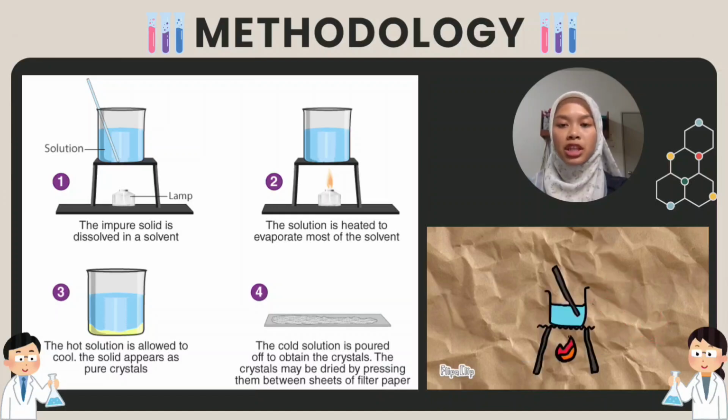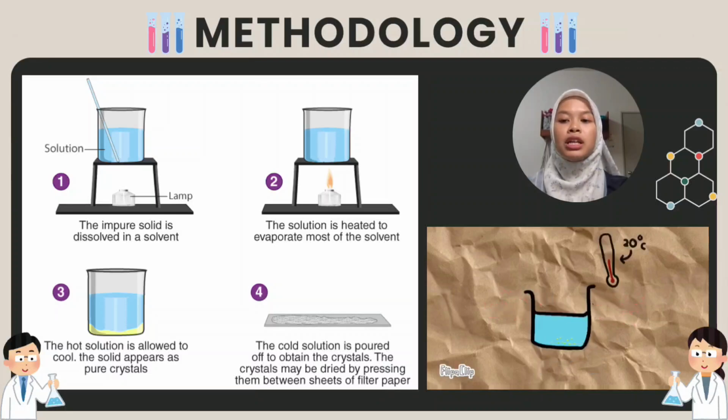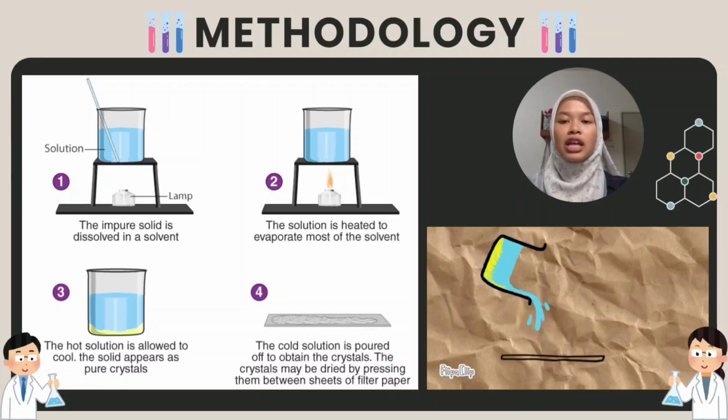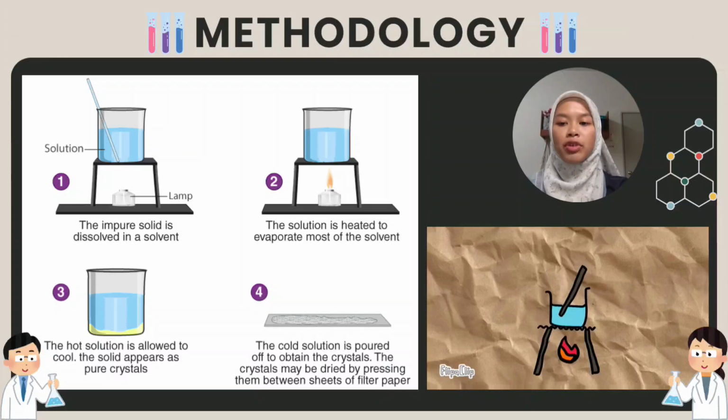Most impurities stay dissolved in the leftover solution. And the last step, the remaining liquid, known as mother liquor, is poured off or filtered out. The crystals are then dried using filter paper or air drying, leaving purified solid crystals.